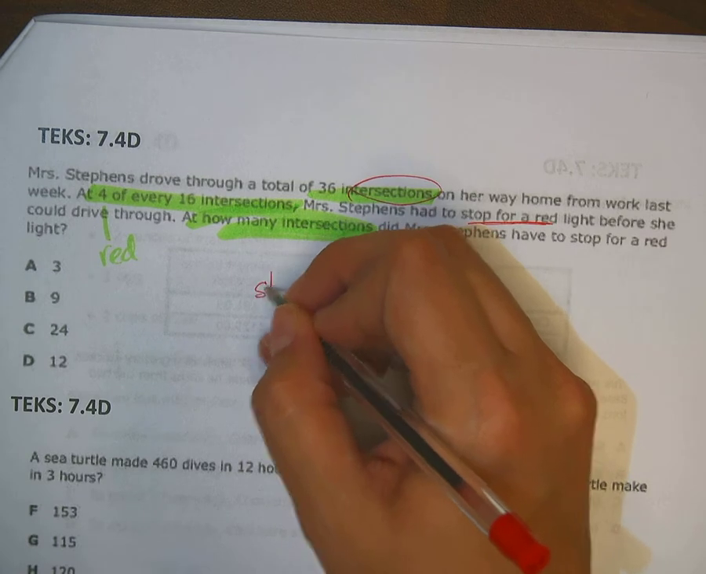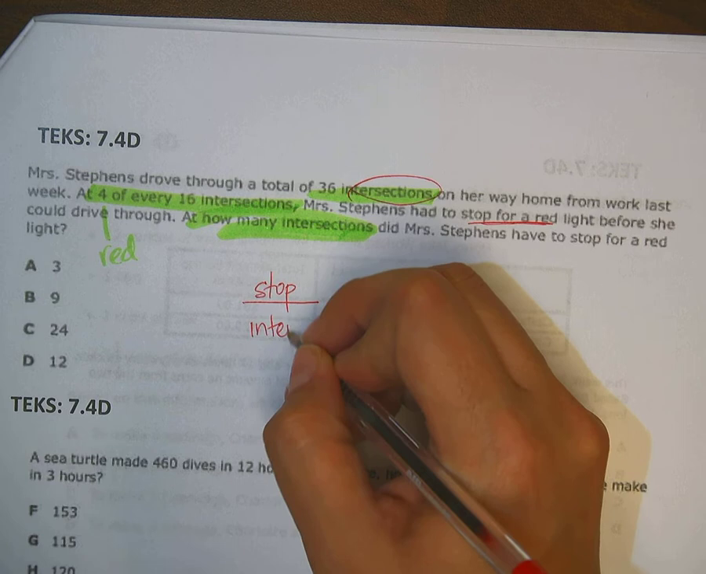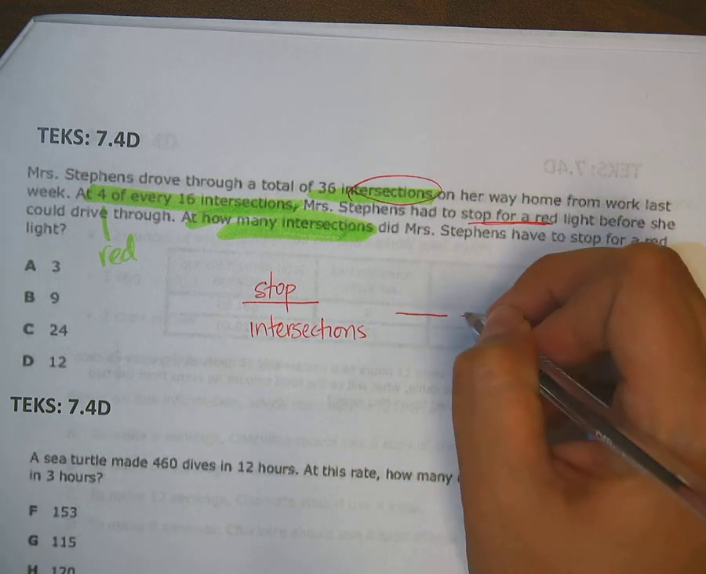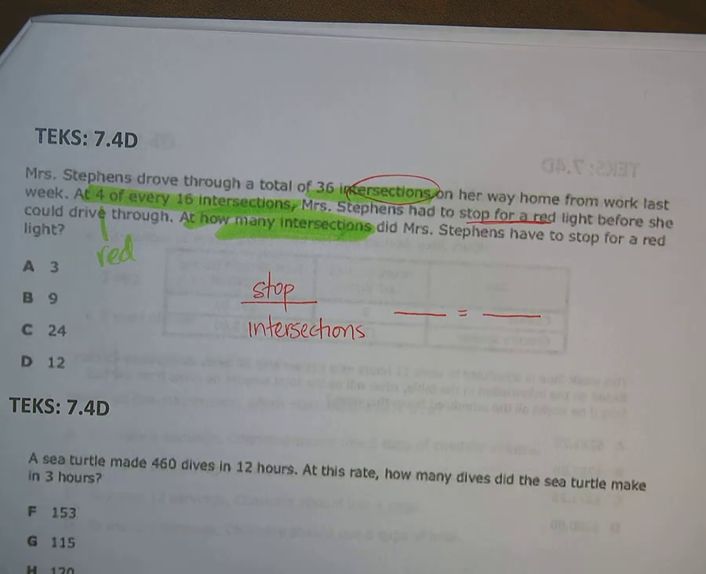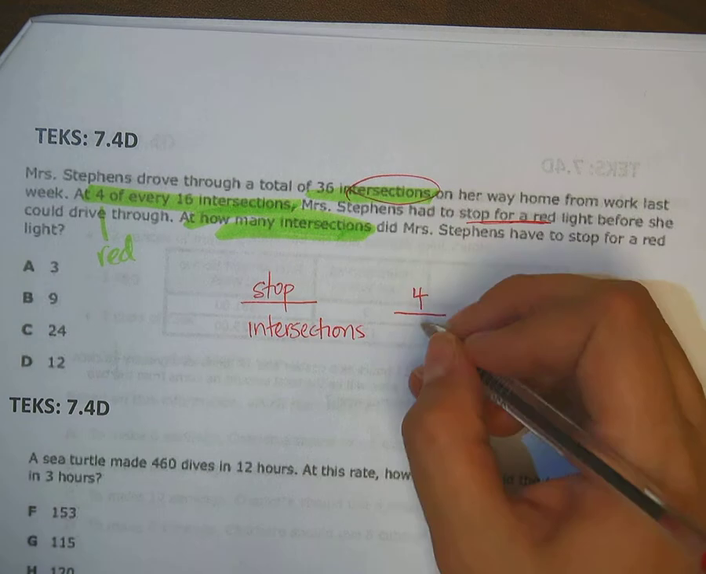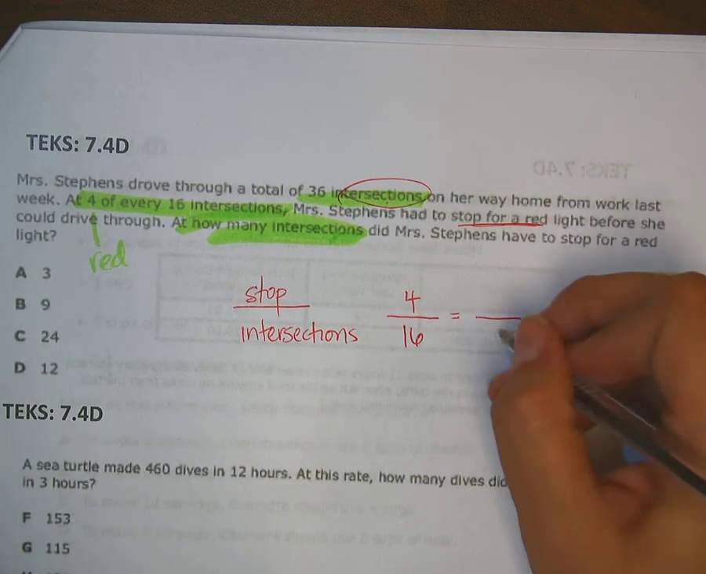So let's do the number of red lights over the intersections. Doesn't have to be set up this way, but it does give me a reason for having a number in a particular spot. So 4 red out of every 16. And then the other number I've given is the total of 36 intersections, so that's on the bottom.